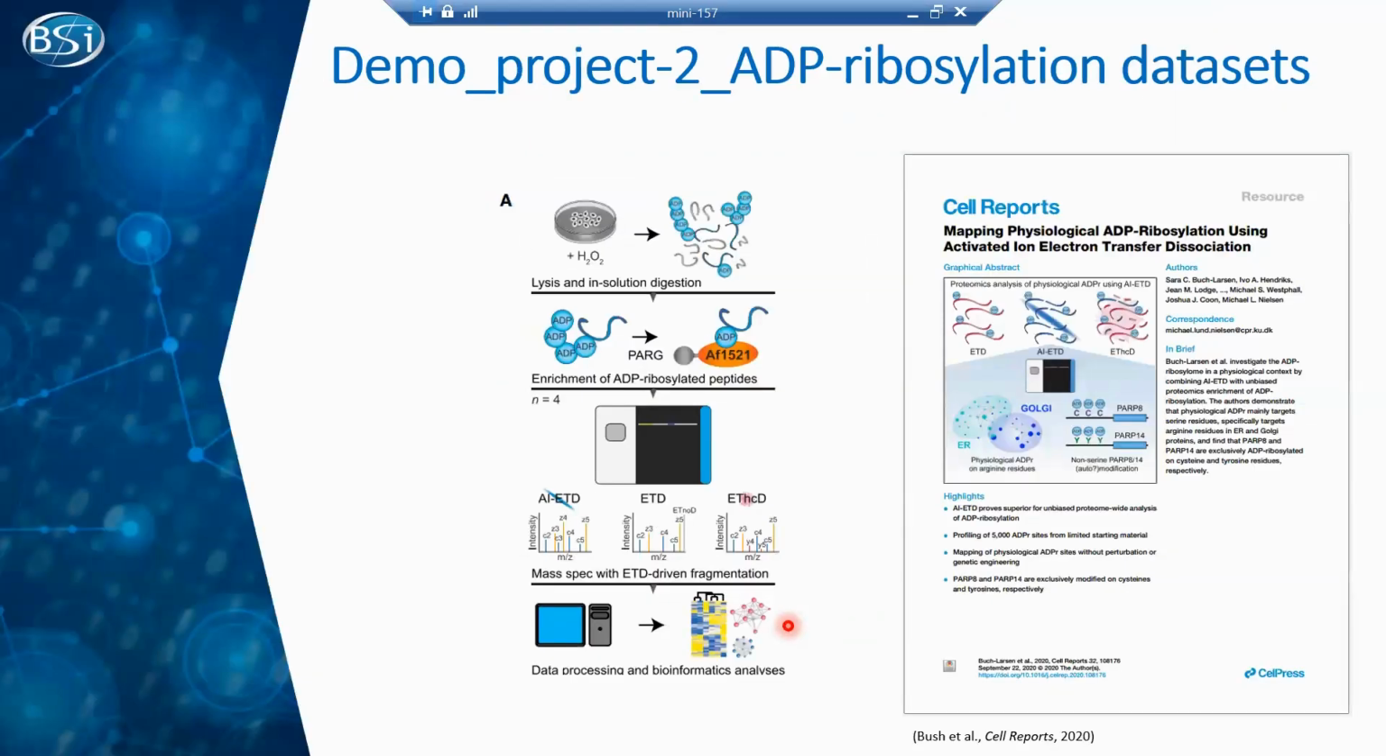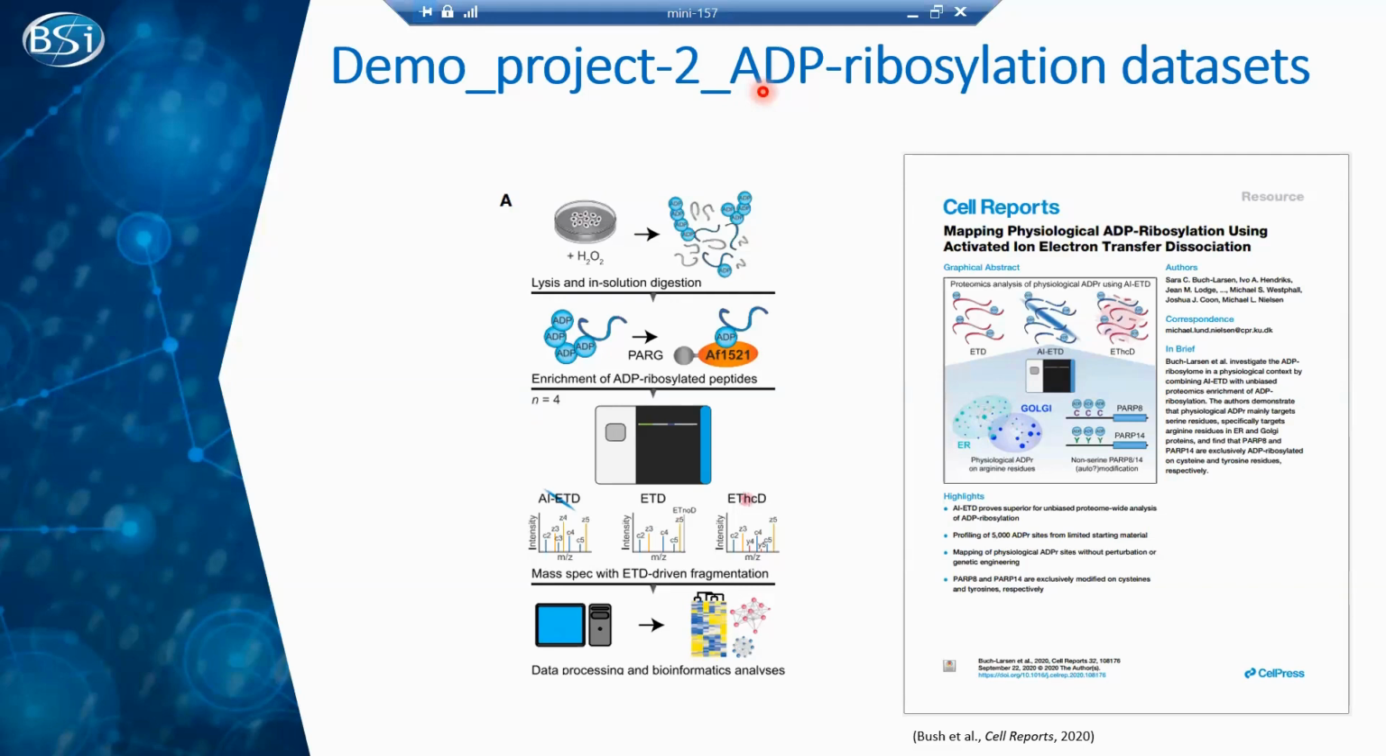If we want to see more data, then we prepared a second demo project. It's a demo project where we search for the PTM called ADP. The reason why we selected this data set is that this PTM has more signature ions, and we can see more clearly the function of the risk score.